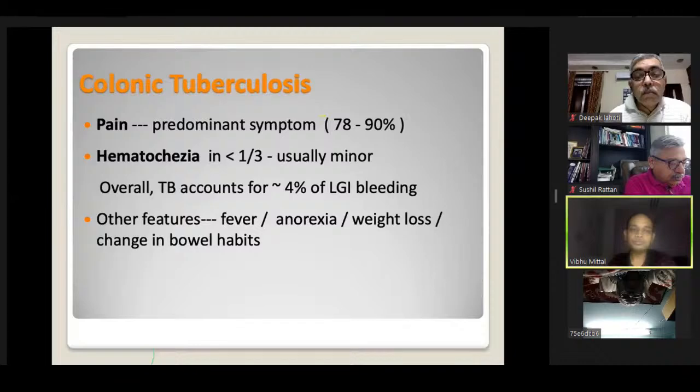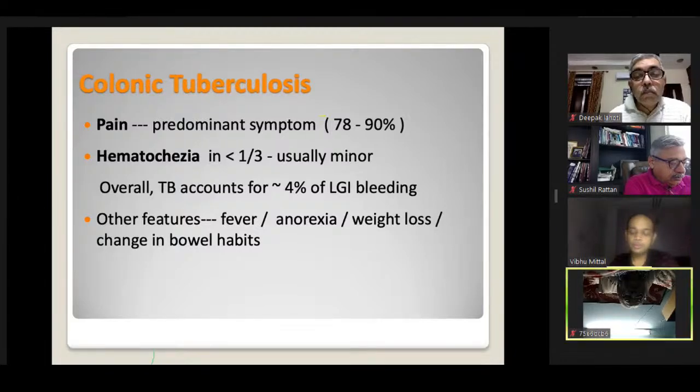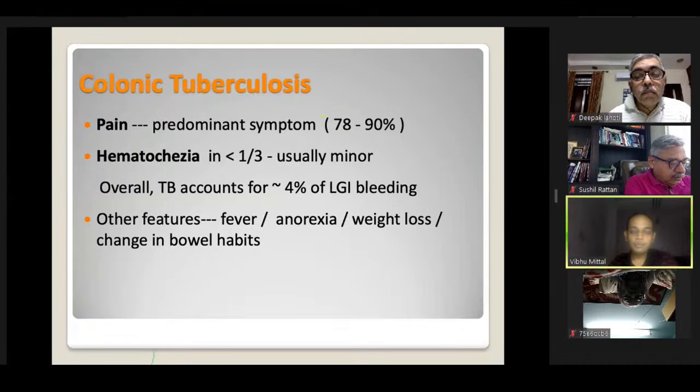When we talk about predominant colonic tuberculosis, tuberculosis of the left side of the colon, pain is the predominant symptom. You don't have that kind of diarrhea, because in the left-sided large bowel the diarrhea, if at all, would be a colonic diarrhea, and hematochezia would be seen in around one-third. But it is not common for tuberculosis to present with a large GI bleed. Bleeding, if present, would be minor, and overall TB only accounts for 4% of lower GI bleeding. Other features, constitutional symptoms, may still be present.